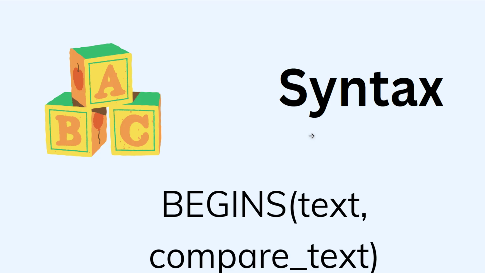And the compare text specifies the value of the prefix that you want to look at the beginning of the text value. It can be a plain text enclosed in double or single quotation marks, or a numeric value, or a field that you want to be compared. So let's see how you can use the begins function in Salesforce Lightning as well as Classic.